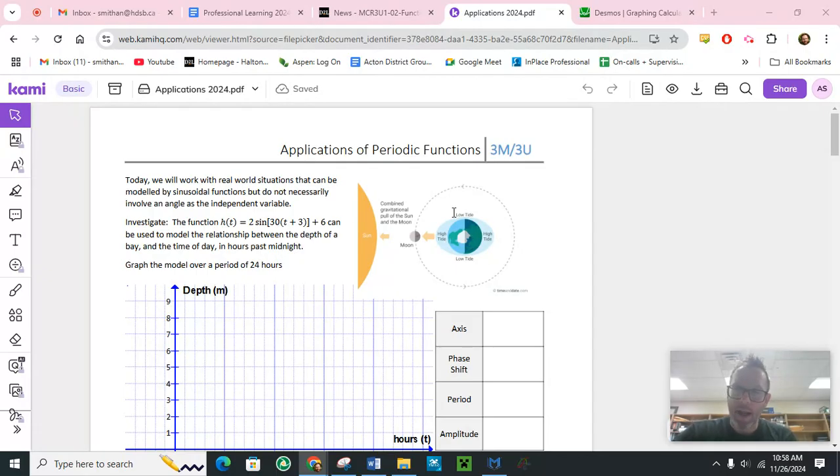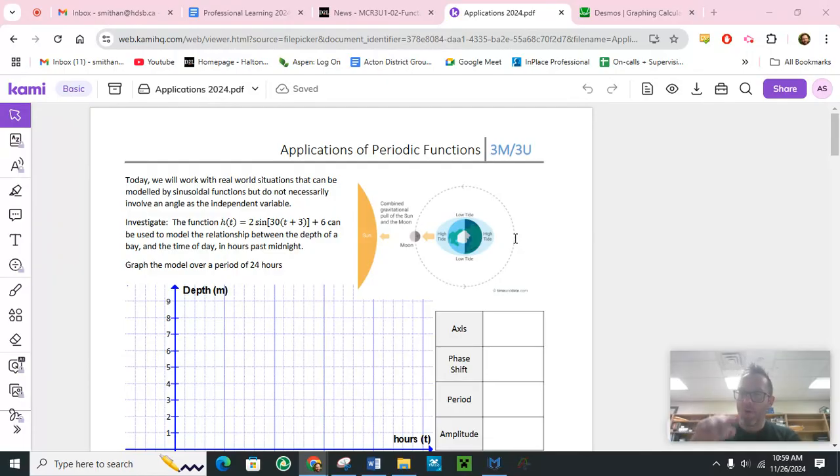One interesting application of periodic functions is the tides. I won't bore you with the physics lesson, but we all know the sun exerts a gravitational tug on the Earth, but so does the moon. And when the moon and sun are lined up, we get a little extra tug from the moon, and we get a little bulge of water on the Earth's surface. It's a little deeper. We call that the high tide.